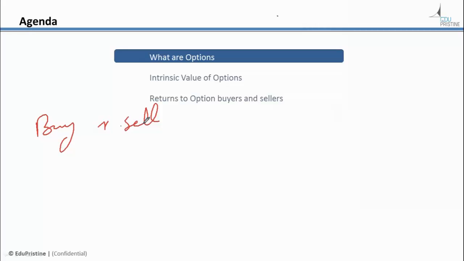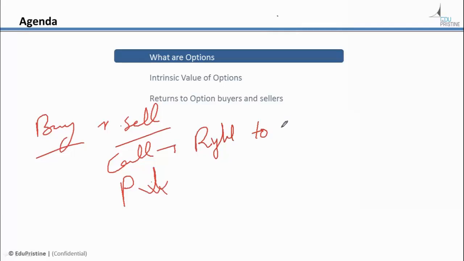Now, what kind of options do we have? It seems that we should mainly have two kinds of options. One should give us a right to buy, another should give us a right to sell. So we have two main options. One is called a call option, another is called a put option. Now, a call option is nothing but a right to buy. So you have the right to buy at a fixed price, at a particular time or during a particular period of time. That is called a call option.